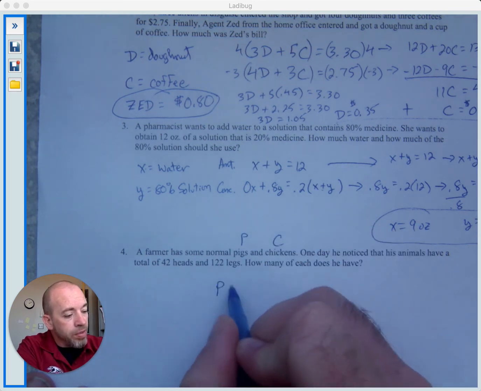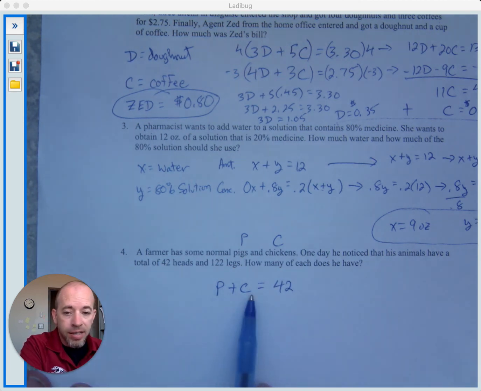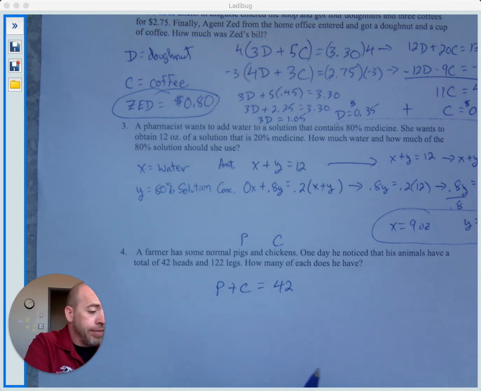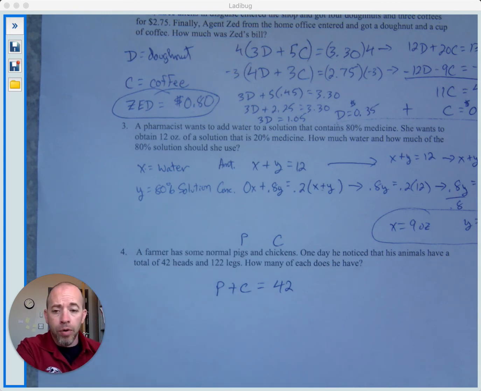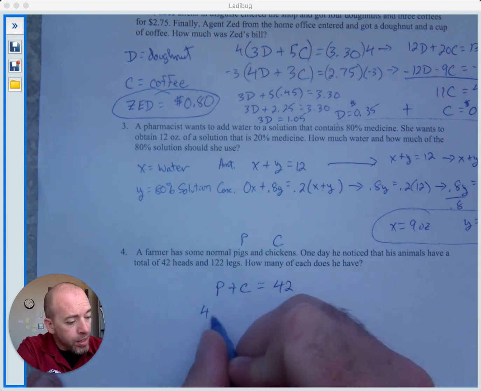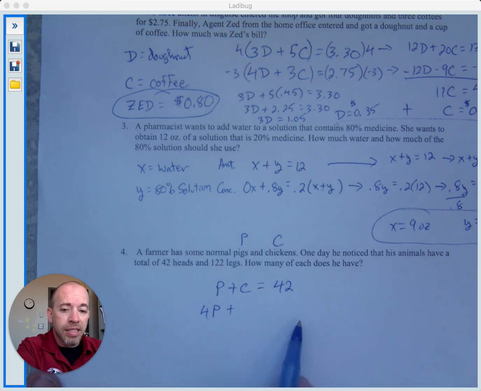The pigs plus the chickens should equal 42, right? Pig heads plus chicken heads. So, and I'm assuming they all have a head. Okay, that's why we assume they're normal. 122 legs. Well, how many legs does a pig have? 4, right? So 4 times the number of pigs. So this is going to be an equation for legs, right?